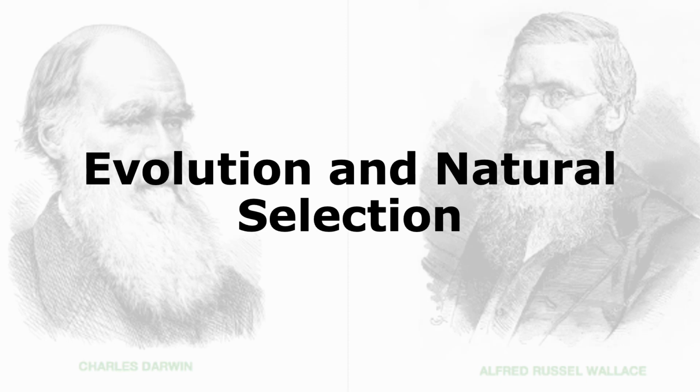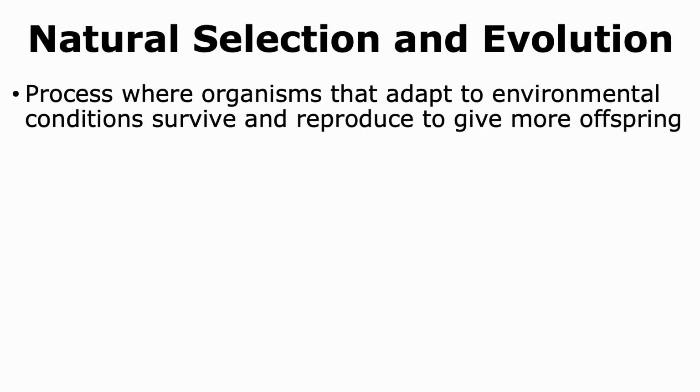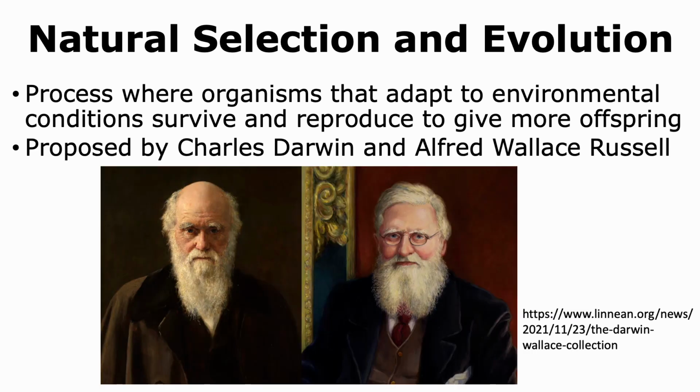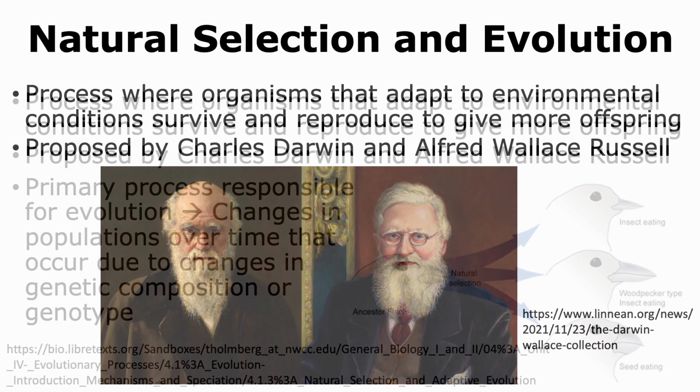In this video, we're going to learn about the role of natural selection in evolution. Natural selection is a process where only those organisms that have the capability to adapt to their environmental conditions can survive and reproduce to give more offspring. The concept of natural selection was proposed by two naturalists, Charles Darwin and Alfred Russel Wallace.